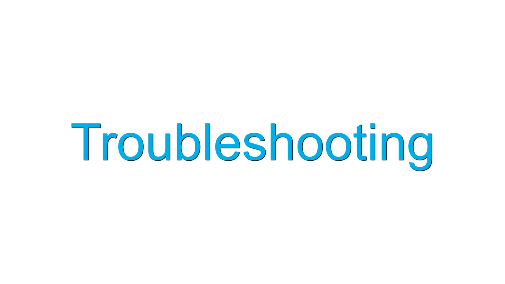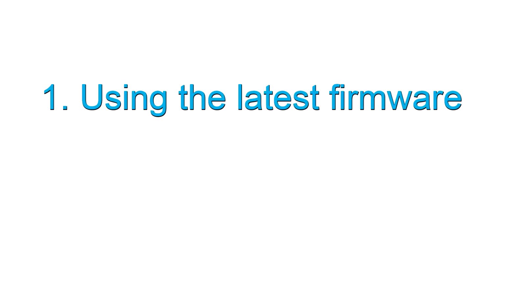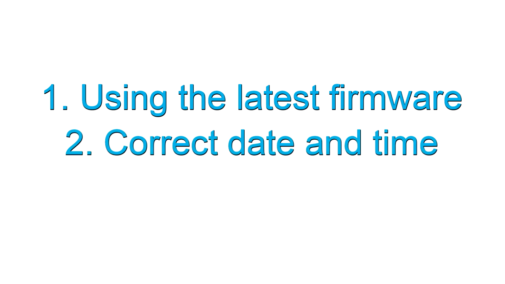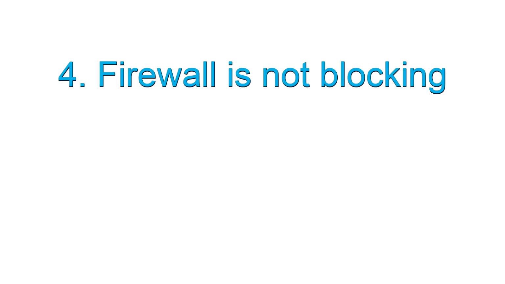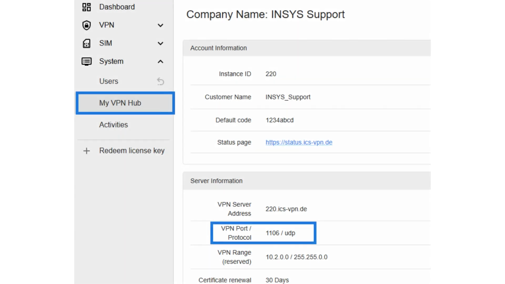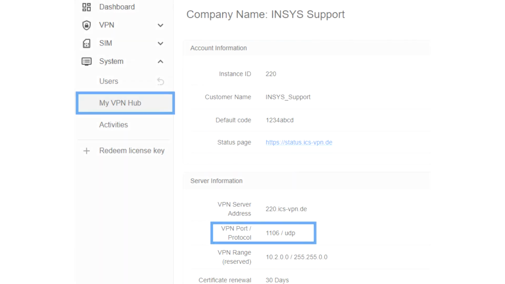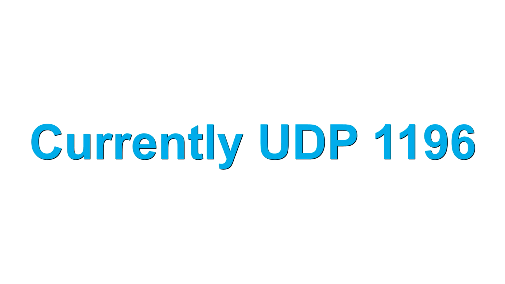If you are having trouble connecting to the VPN service, make sure that you are using the latest firmware, the device date and time is correct, when using a cellular connection, that you typed in the correct access point name of your SIM card, when using an Ethernet connection, that no local firewall is blocking the VPN connection. You find the VPN port under My VPN hub and the wizard port is at the moment 1196.